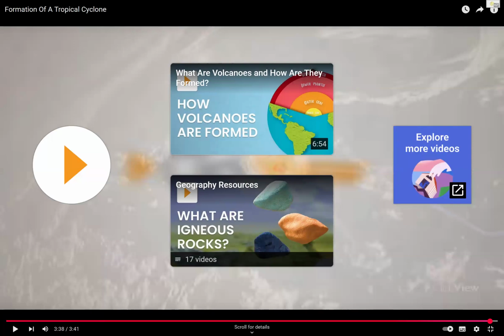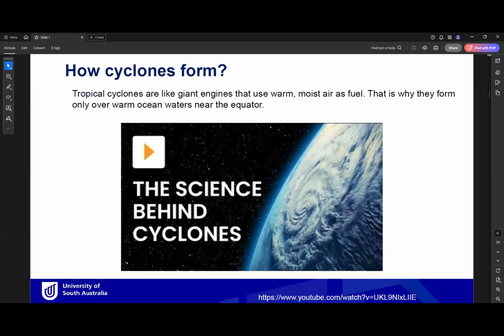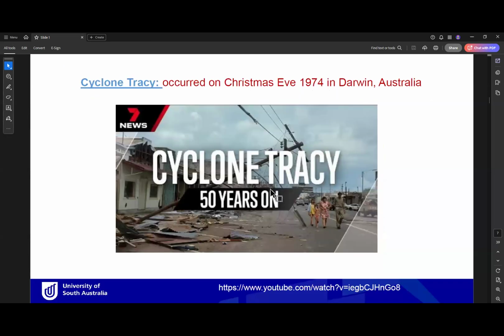So this was a brief explanation of the cyclone. Because the cyclone also happened in Australia, we need to consider the cyclone in our design. One example is Cyclone Tracy, which occurred on Christmas Eve of 1974 in Darwin, Australia, which caused a lot of failure and collapse of the material and also loss of lives. So I will show you this example as well, not fully, but just part of it.